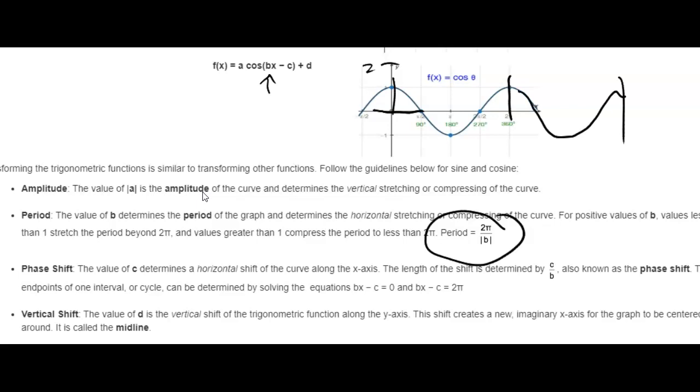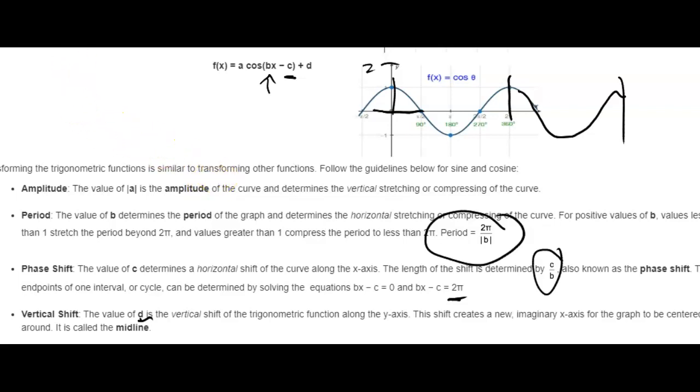The phase shift is the value of c. c tells you the horizontal shift along the x-axis. The length of the shift is determined by c over b, and that's known as the phase shift. The endpoints of one interval or cycle can be determined by solving this equation. And the vertical shift is the d, and that's how much it's going to move above the midline.